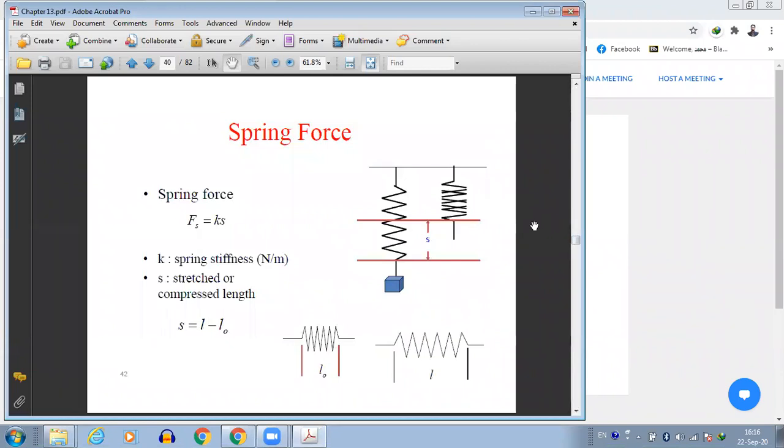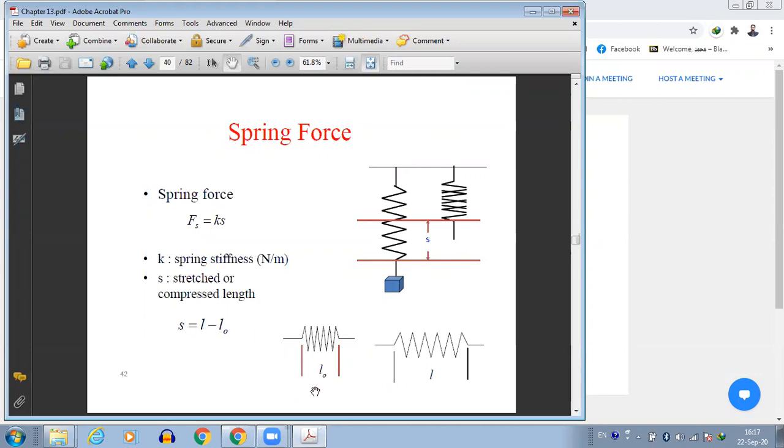What is a spring force? The spring force depends upon how much the spring is stretched or compressed. So we have Fs equals Ks. K is the spring stiffness, in Newton per meter, and S is the stretched or compressed length. Now, this is a point of confusion here. S is the amount of compressed or stretched length. That's not the total length. Keep that in mind. S is not the total length.